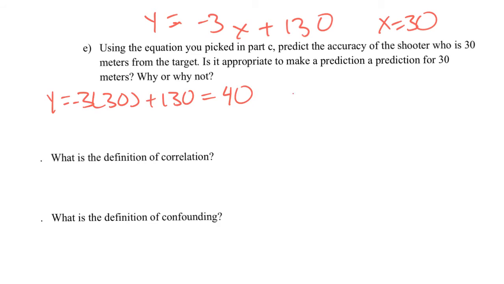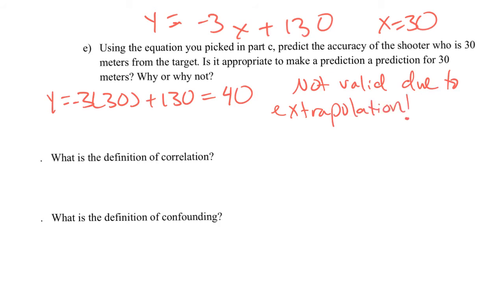In this case, this is not valid due to extrapolation. That means 30 is out of our range of values.